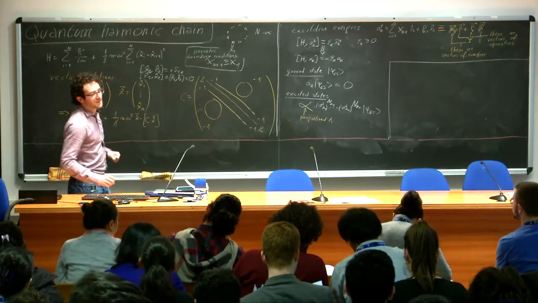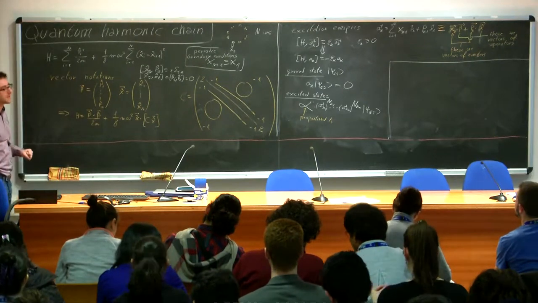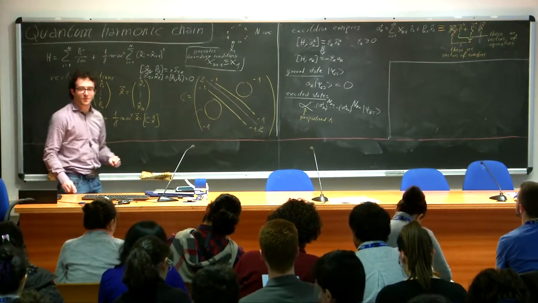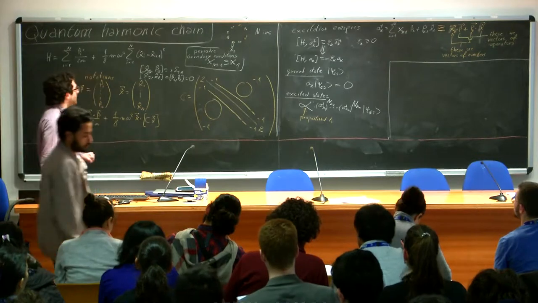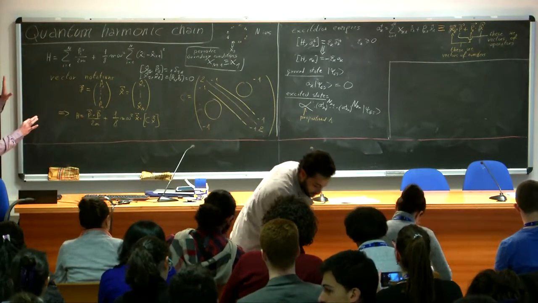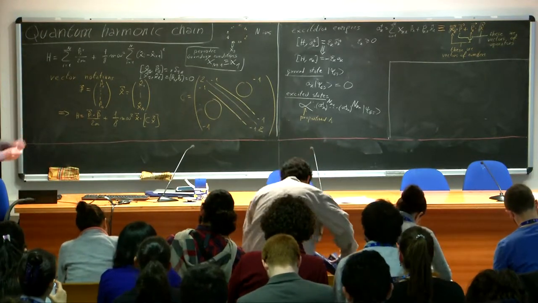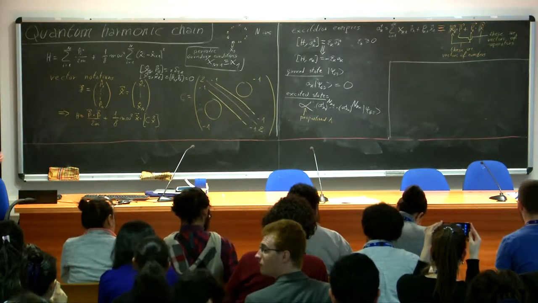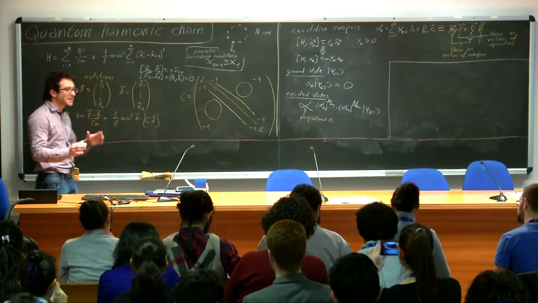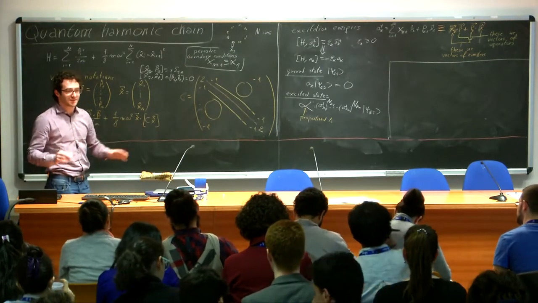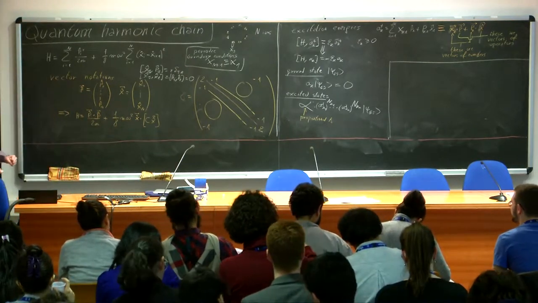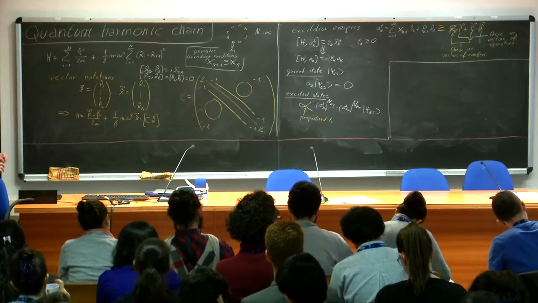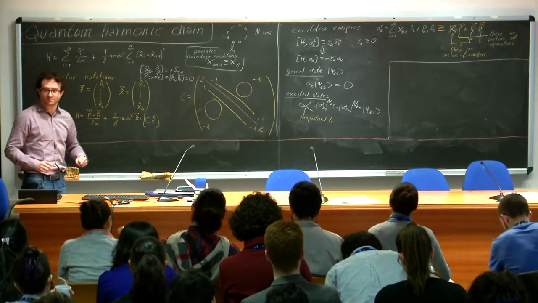Today we will finish this part on the quantum harmonic chain, and then we will consider the quantum Ising model. Okay? And this is a recap, but there is also something new about what we did yesterday. At least I changed a bit the notations, because yesterday with all the indices, in the end it was a bit messy, so maybe it's better to use a vector notation. It's easier.